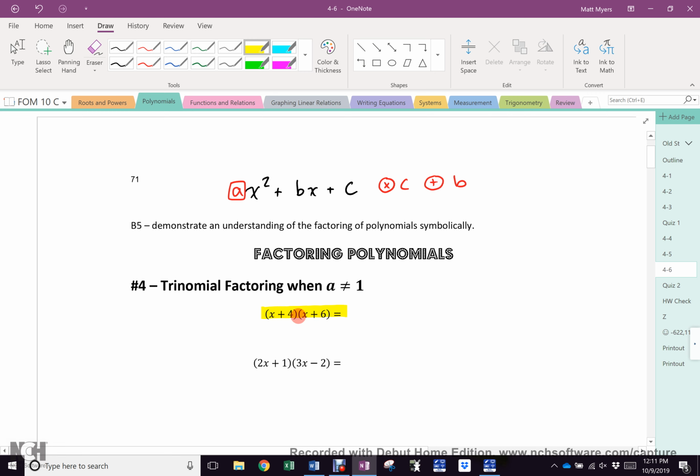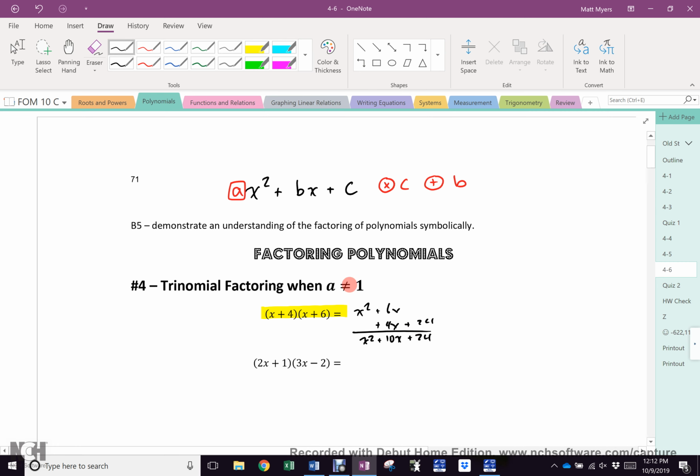Now, right now, is this factored or expanded? It is factored. What would we do with it? We would expand it. And how would we expand it? We would do x squared plus 6x plus 4x plus 24 and add it all up.